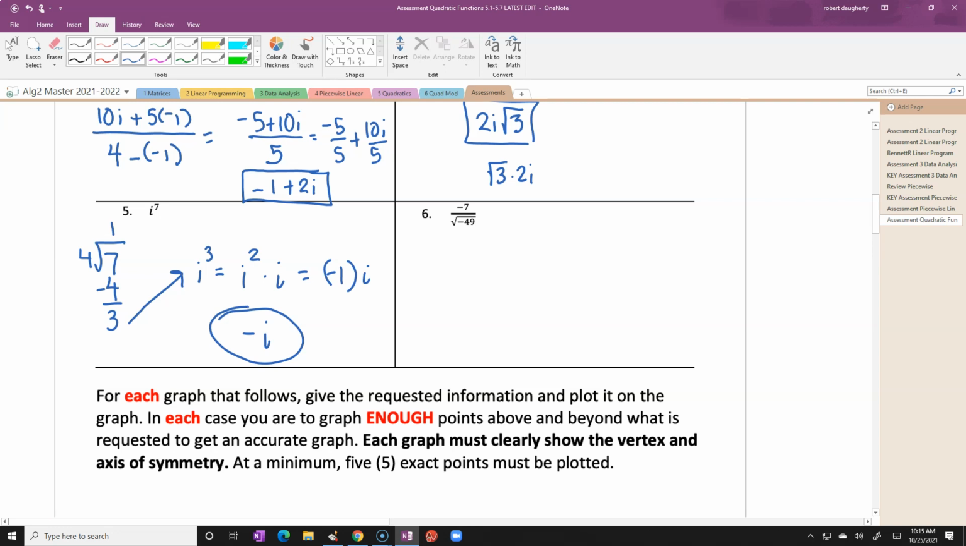Negative 7 over the square root of negative 49. The square root of negative 49 is 7i. Well, this is negative 1 over i. In order to get this in the standard form, multiply by i over i. You get negative i over i squared, which is negative i over negative 1, which is simply i.